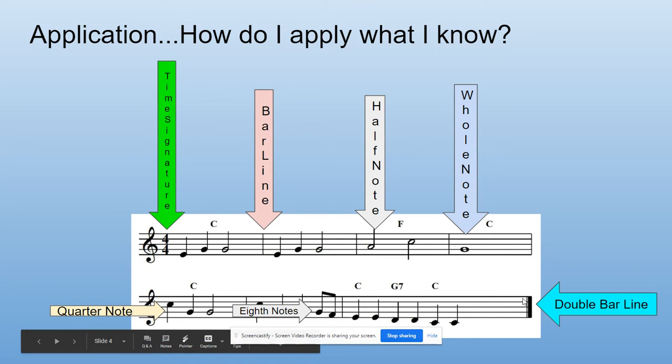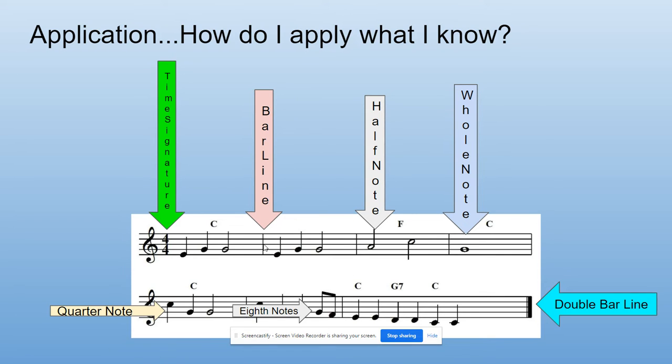Now, here it is in application to a song. So here's your time signature. Here is an example of a bar line. As you can see, every 4 beats, 1, 2, 3, 4, bar line. 1, 2, 3, 4, bar line. 1, 2, here's 2 more beats, 3, 4, bar line, and then a whole note gets 4 beats. 1, 2, 3, 4, bar line.